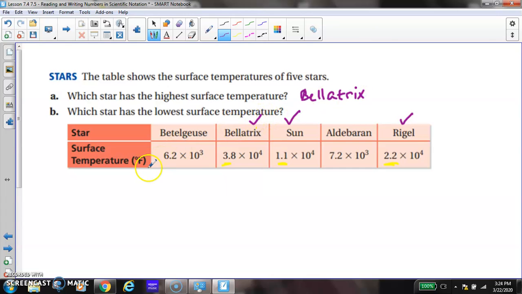For part B, which star has the lowest surface temperature? Well, I'm going to take a look now at the powers that are smaller. So I'm going to look at, I guess you'd say that is Betelgeuse, maybe? I don't know. And then Aldebaran, because these ones have powers of 10 to the 3rd. So the next thing I'm going to do is I'm going to look and see, okay, which one has the smaller factor? I'm comparing 6.2 with 7.2.